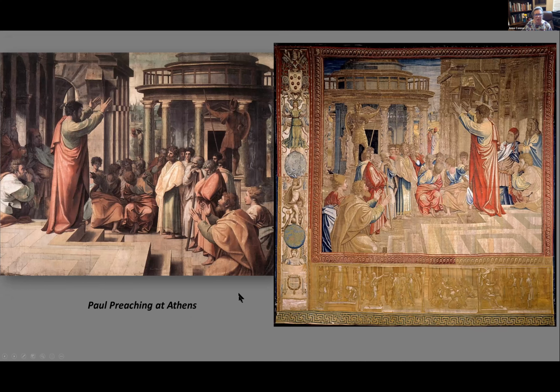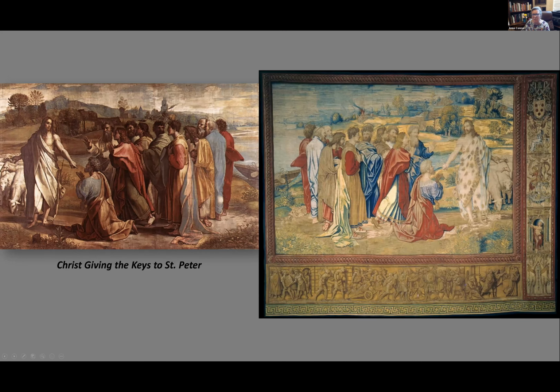So I'm showing you a few. I'm not going to talk too much about it. You can find these on the net. So the previous one was the Miraculous Draught of Fishes. Here is Paul preaching at Athens with a little tempietto that was built by Bramante. Christ giving the keys to St. Peter. And as you can see with the tapestries, this would have been the end of one side, where it has an additional border and all kinds of side stories that have to do with each scene in grisaille at the bottom.